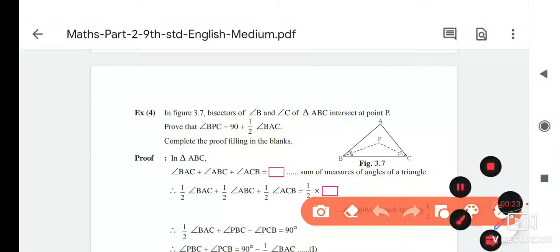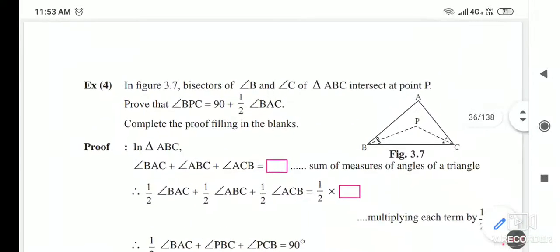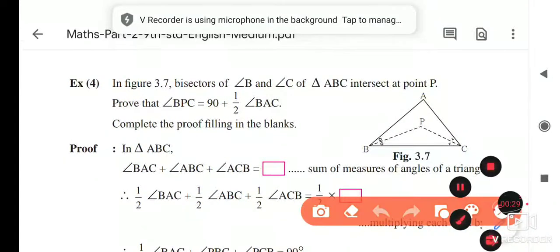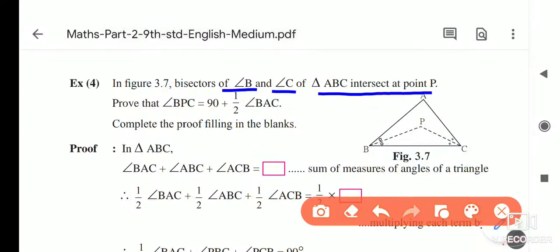In the figure, bisectors of angle B and angle C of triangle ABC intersect at point P. So here is the figure. This is triangle ABC, and inside this triangle, this is the bisector BP. It bisects angle ABC. That is, BP bisects angle ABC and PC bisects angle ACB.